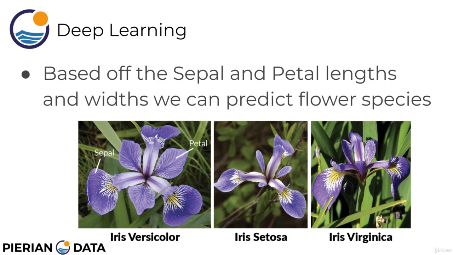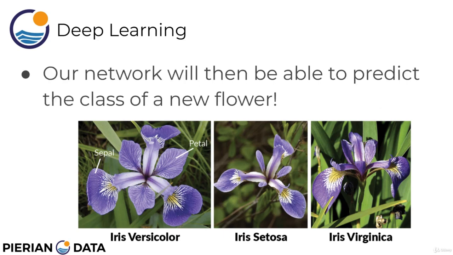So we have a bunch of training data, and then we're going to train on that data and then give the measurements of a new flower and see what our model predicts. So hopefully then the network will be able to predict the class of a new flower.